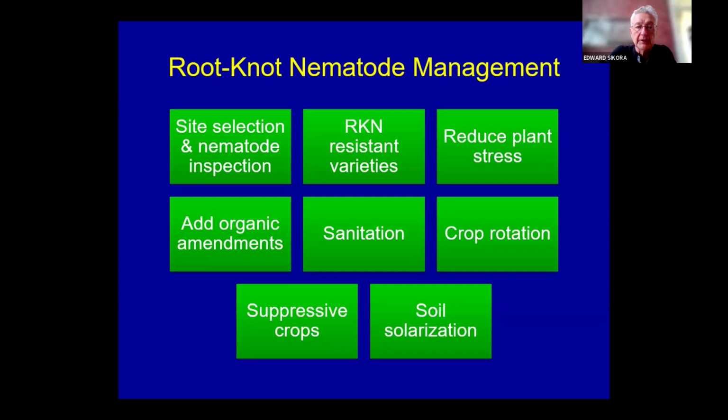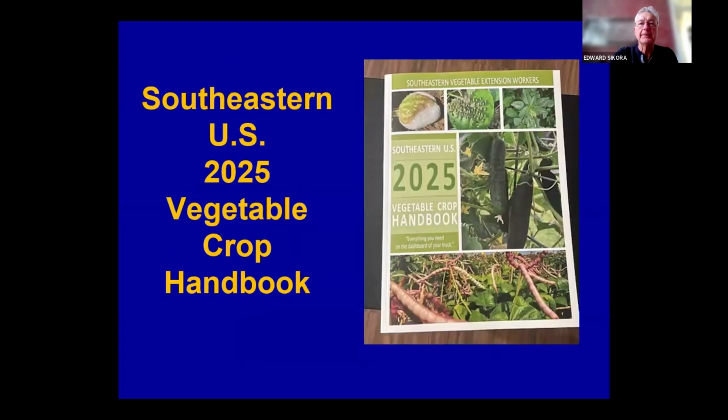Suppressive crops, I believe you listened to Dr. Gamble's talk earlier. She talked about cover crops. We have things like marigolds, sesame seed, sun hemp that can reduce populations of root knot. And then soil solarization is also an option, usually not for large commercial growers, more for home gardeners, I would say. Okay, with that, I think I'll stop.